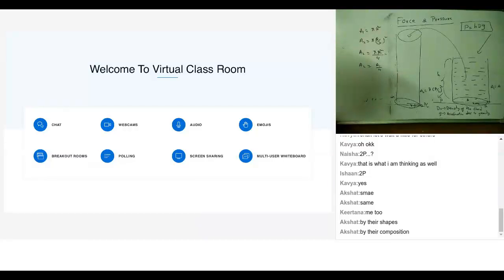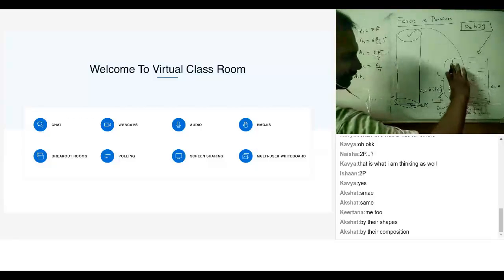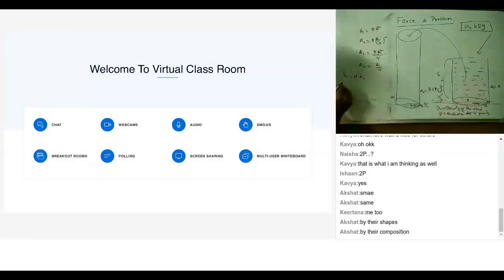Yes, sir. Fine. Now, what is V1 equal to? Can I write V1 equal to A1 into H1? A1 is the area of the base of this. H1 is the height of this. Is that fine? Now, what is volume?